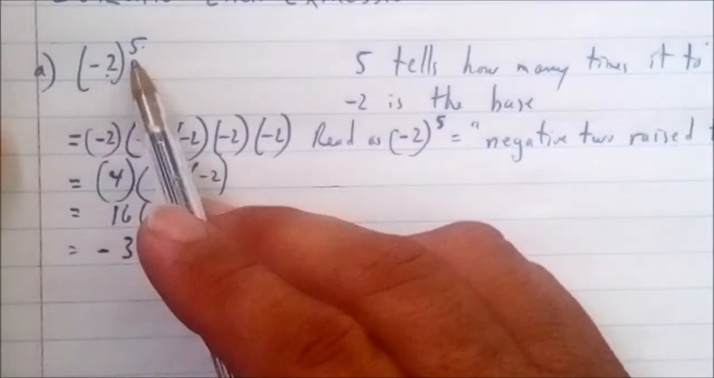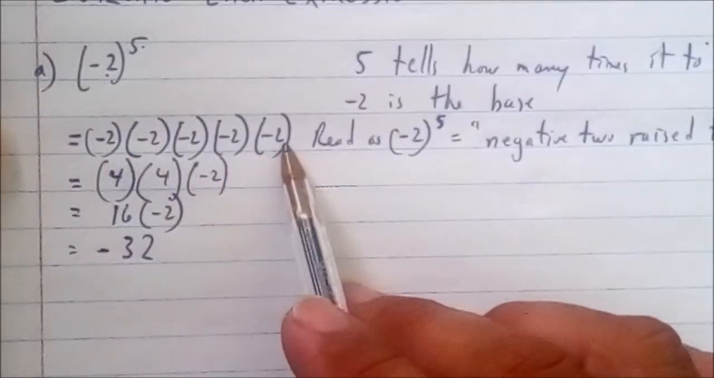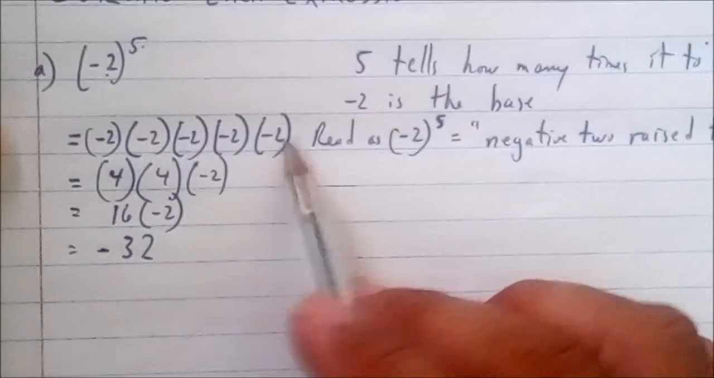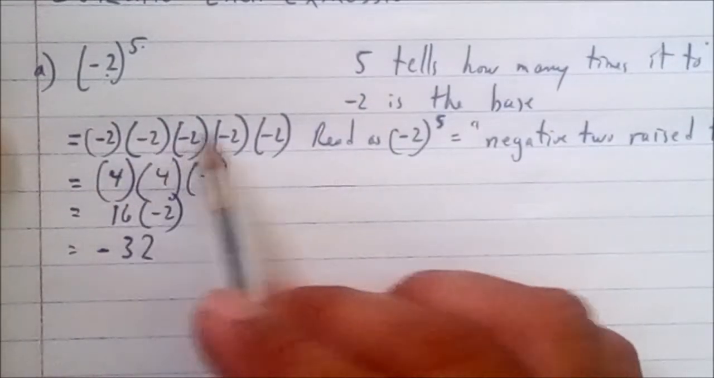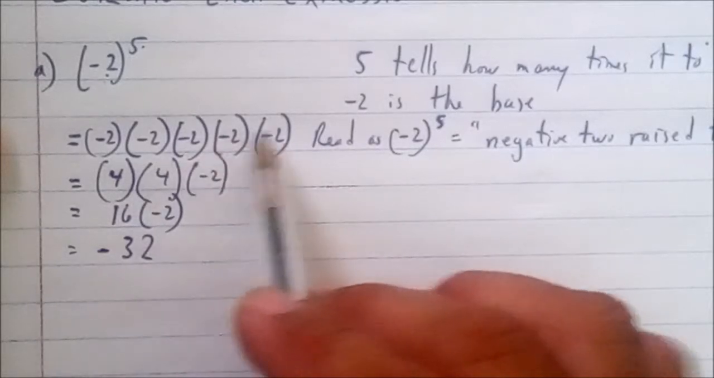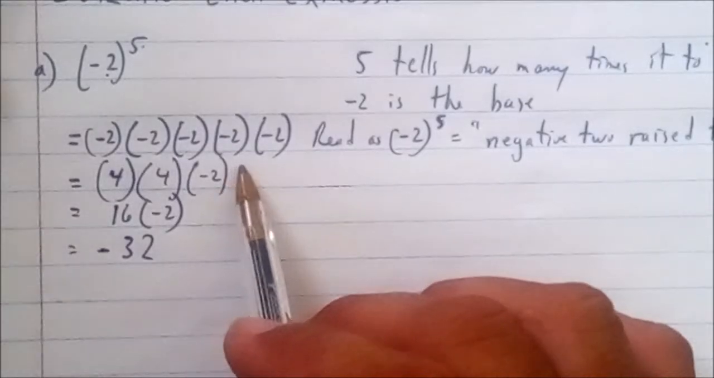Okay, so let's go back again. We have negative 2 raised to the power of 5. We're going to write out negative 2 that amount of times. In this case it was 5 times. Then you're going to multiply the first two values and the second two values, or you could skip one and then multiply the last two. That's up to you how you want to work them.